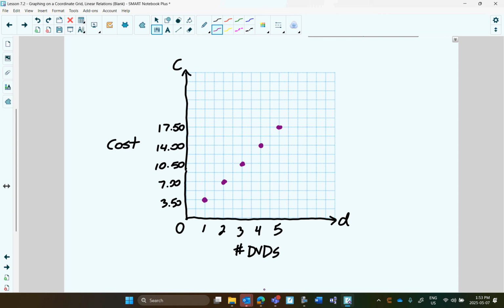The question is, do I connect? No. Because remember, it's the same as number of bigger numbers, you can't have a fraction of a DVD. You can't rent 3/4 of a DVD. You can either rent 1 or 2 or 3, nothing in between. So do not connect. But to show that we can keep going, put that little arrow on the end.